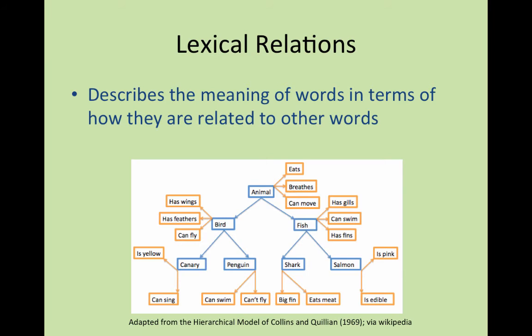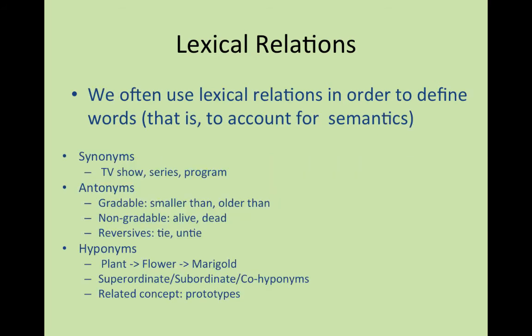But there's a number of types of lexical relations that we're going to describe here. Some lexical relations that you're likely already familiar with, but perhaps didn't realize fall into this linguistic area of semantics, are synonyms. If you encountered someone who didn't know what a TV show was, you might say, well, it's a series or a program. And that's just an example of providing synonyms.